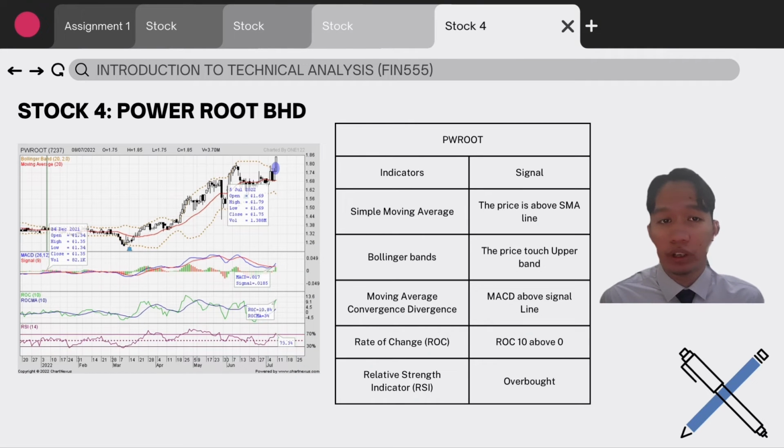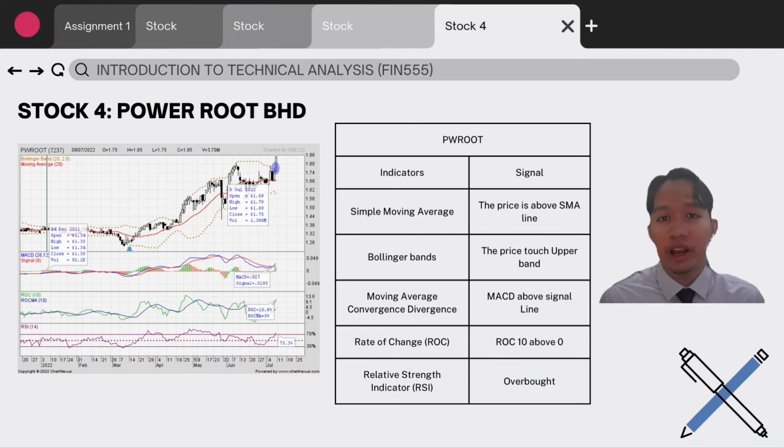Analysis for stock 4, we can observe on the chart that the trend is an uptrend and the price is above the SMA line. We can see that the price touched the upper band of the Bollinger Band regularly, indicating that the stock is pushing higher, and we can take the opportunity to make a buy decision.